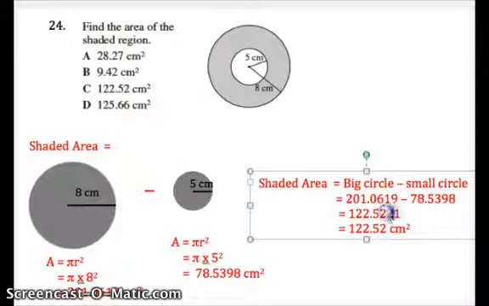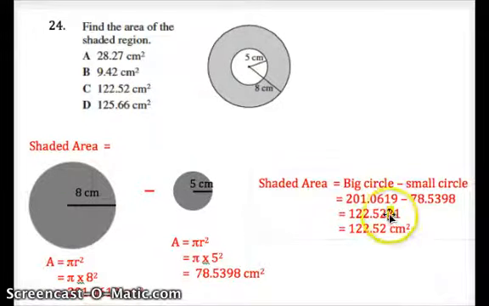155.5221. Rounding that to 2 decimal places, we just look at the third decimal place, which I've highlighted in yellow. That number highlighted in yellow is less than 5, so the number in front, which is the 2, remains the same. So the shaded area is 122.52 centimeters squared, which is answer C.